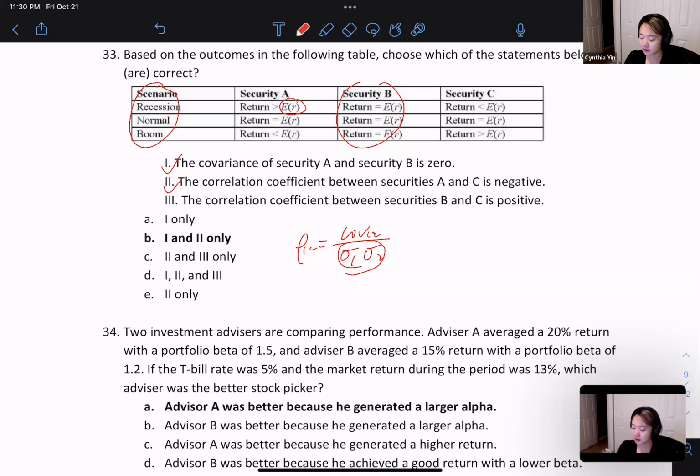B and C are positively correlated? No, because B is static. B does not move at all in any scenario. So the correlation or covariance between B and C is also 0, the same as A and B. Answer is 1 and 2.